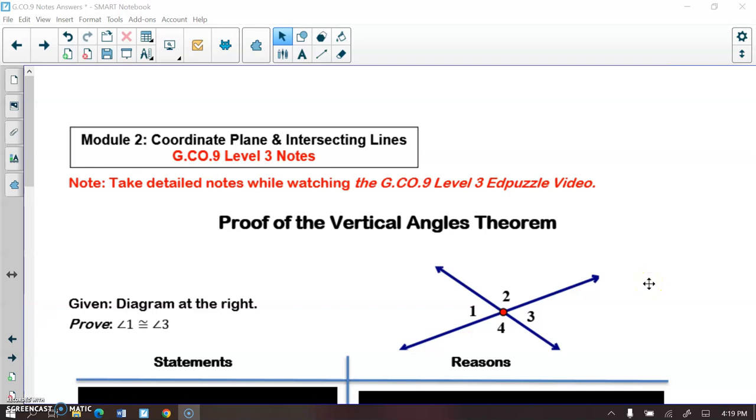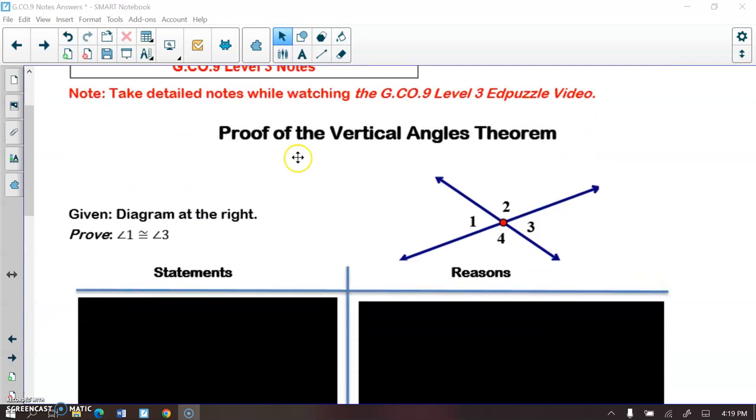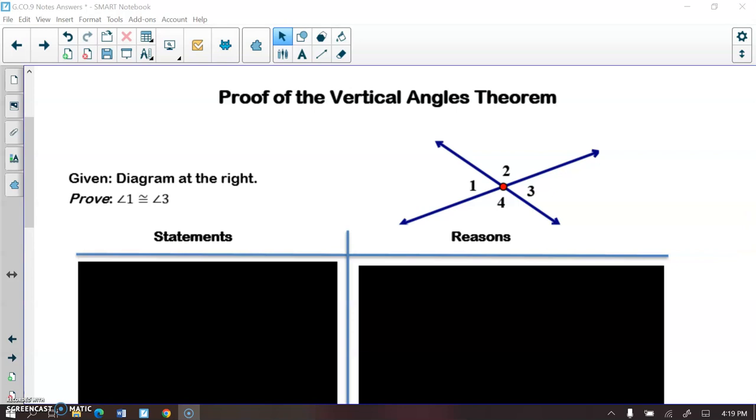Okay, so now we are going to get to proving some of these theorems. We are going to prove the vertical angles theorem. We want to prove that angle 1 is congruent to angle 3 with the diagram given. So let's get started.